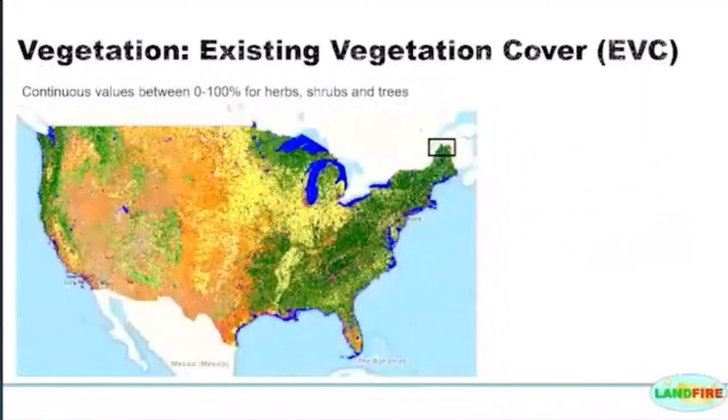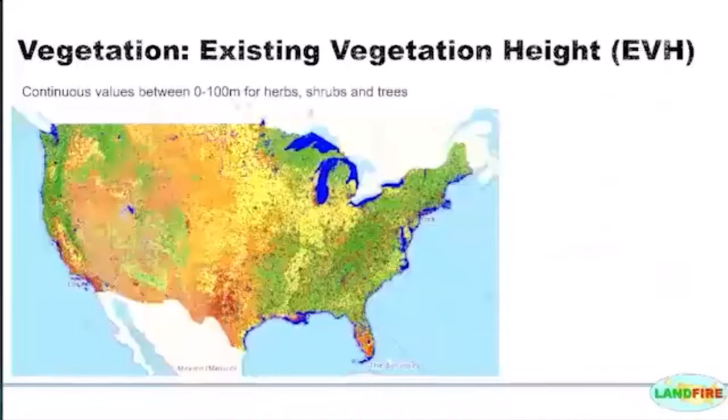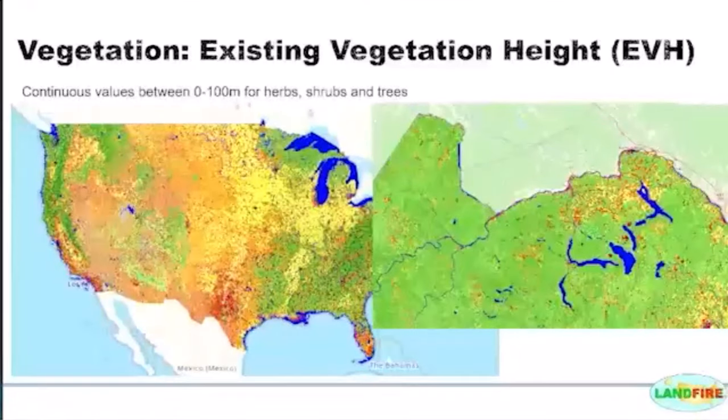So here's a map of our existing vegetation cover. We have percent cover for every pixel, and you can see some of the detail of that. And the existing vegetation height, same kind of thing. We have it for three different life forms: the herbs, shrubs, and trees, and you can see the orange, the brown, and the green.